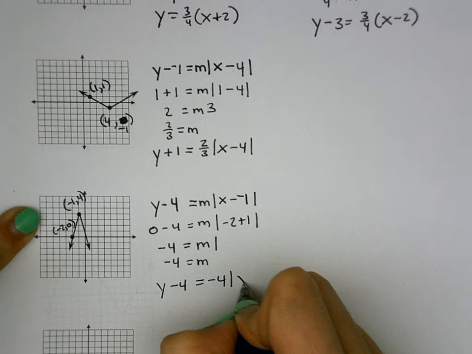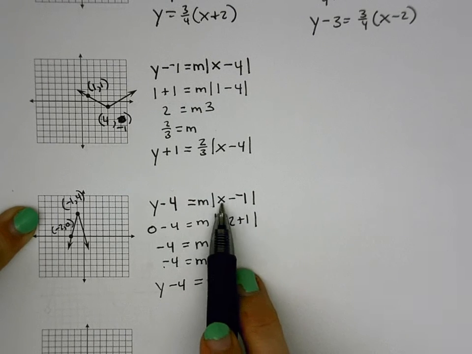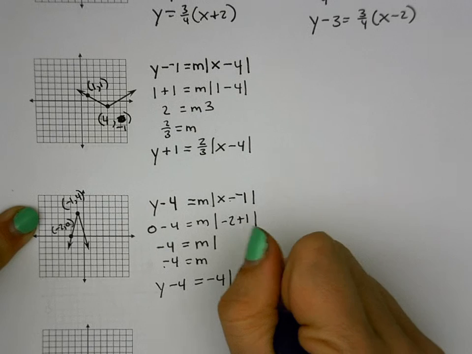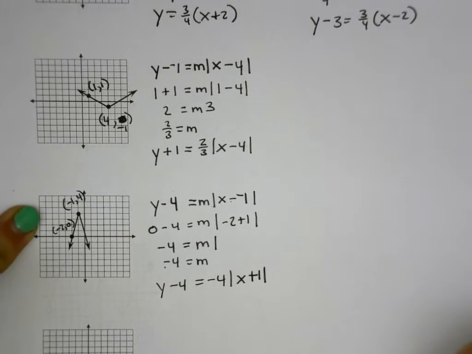We've got our final equation. So y minus 4 equals negative 4, either absolute value of x minus negative 1 or absolute value of x plus 1. Okay?